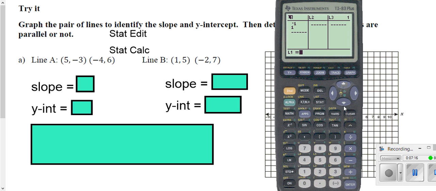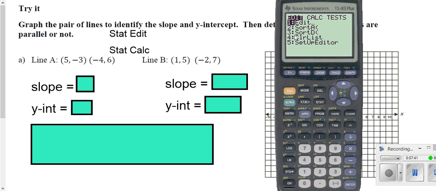Do it for the L1 column 2. And now I'll put in the points for line A. We got X is 5, and the other X is negative 4. Go over and put in the Y's. First Y is negative 3. And the second point we have Y is 6.